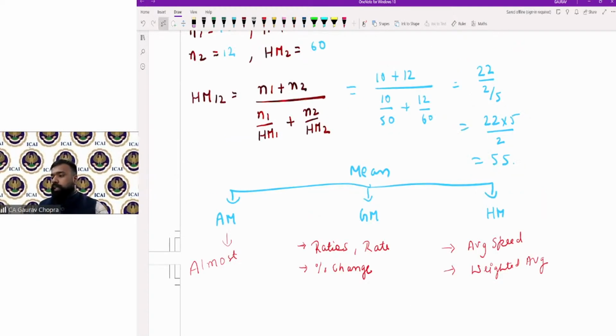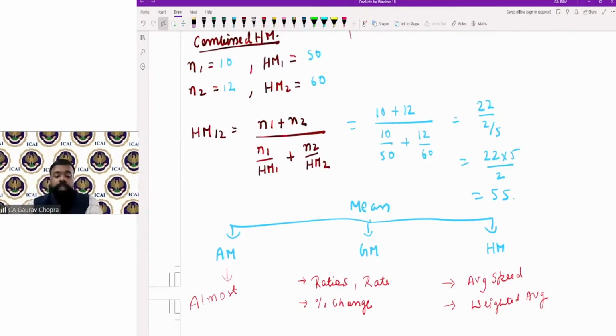Then Pawan is asking how we have done the calculation. We have written N1 plus N2. So N1 is 10, N2 is 12. Then N1 upon HM1. So 10 by 50 gives 1 by 5. 12 by 60 gives 1 by 5. So 1 by 5 plus 1 by 5 will give you 2 by 5. Then we have done the calculation and get the result 55. Okay.